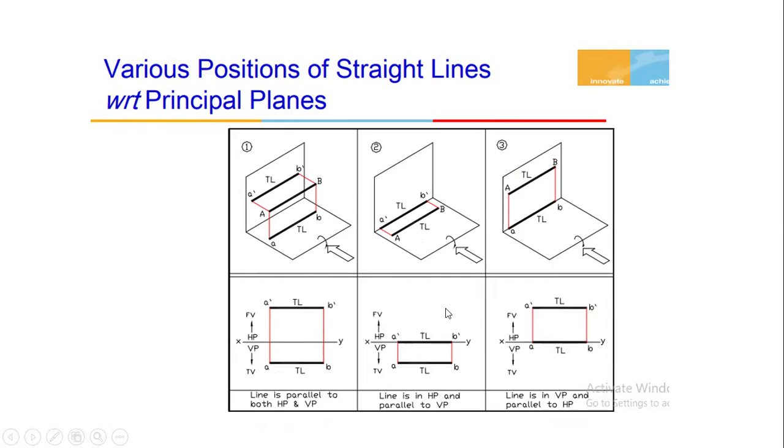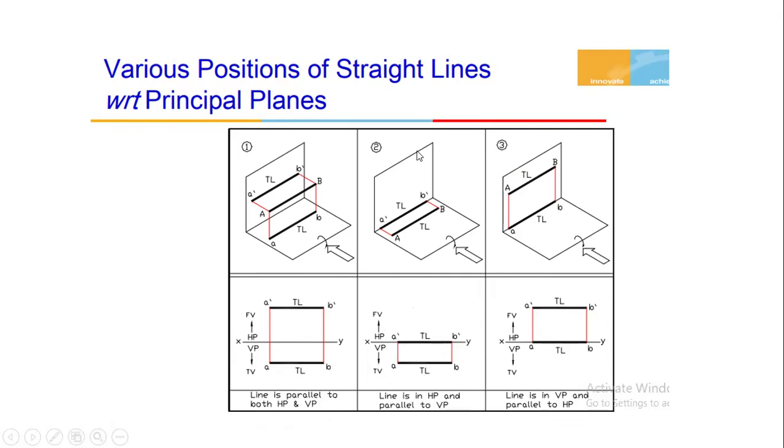The next condition: the line is lying on the horizontal plane and parallel to the vertical plane. A straight line AB is resting on the horizontal plane and kept parallel to the vertical plane. The same method we have to follow. View from the front view direction and draw the front view. Here in this case, when you extend the two end points A and B, the front view image of the straight line AB will be projected on the reference line, the XY line itself. So the line A dash B dash is the front view image.